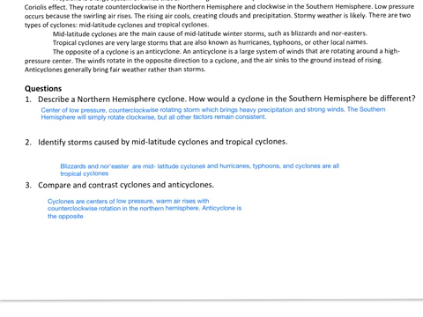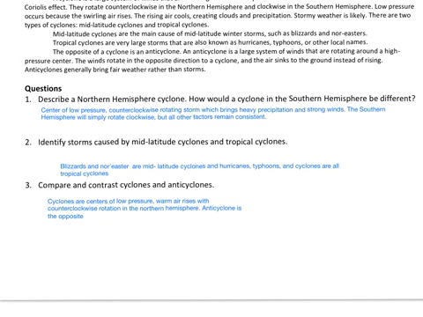All right, question 1. Describe the Northern Hemisphere cyclone. How would a cyclone in the Southern Hemisphere be different? So, cyclone, I don't care where it is, center of low pressure. You're going to get the heavy precipitation, the strong winds. But in the Northern Hemisphere, it's going to be counterclockwise rotation. And in the Southern Hemisphere, it's going to be clockwise rotation.